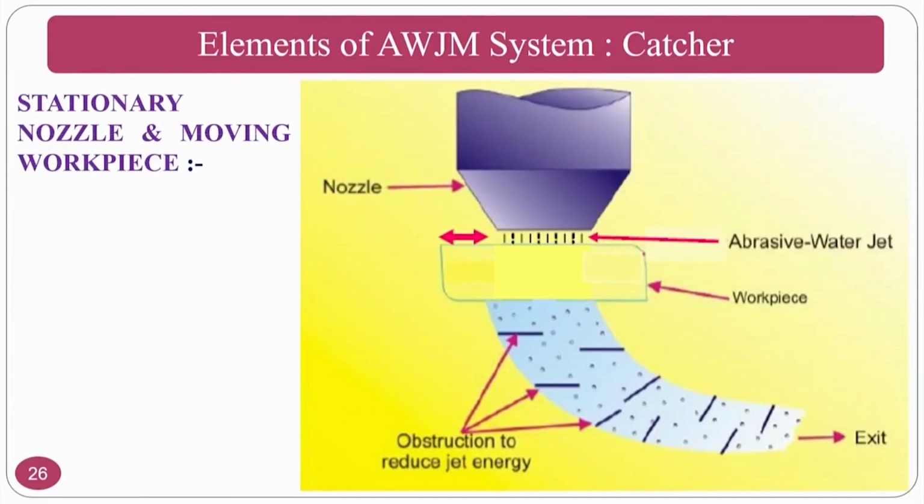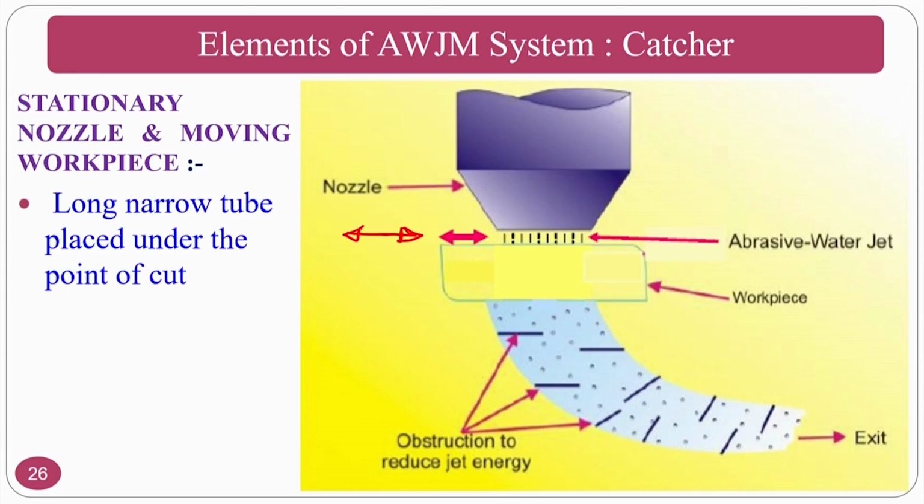Okay. So, the stationary nozzle and moving workpiece is one condition. Assume that this is the workpiece that is moving. In this case, the nozzle is stationary, but the workpiece is moving. Like the workpiece, as you can see here, it is reciprocating or traversing, and the nozzle is at the same location. In this one, a long narrow tube is placed under the point of cut. The abrasives and water are coming from here, it is cutting and it has to go.